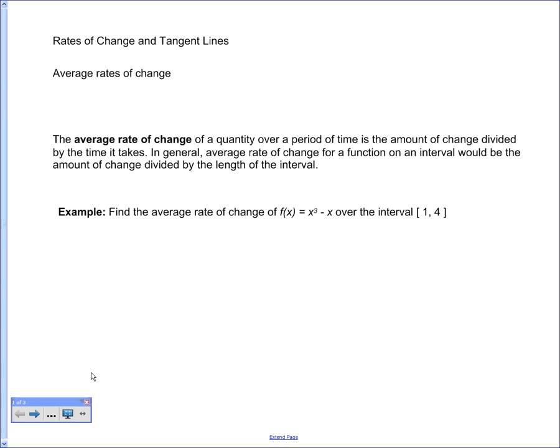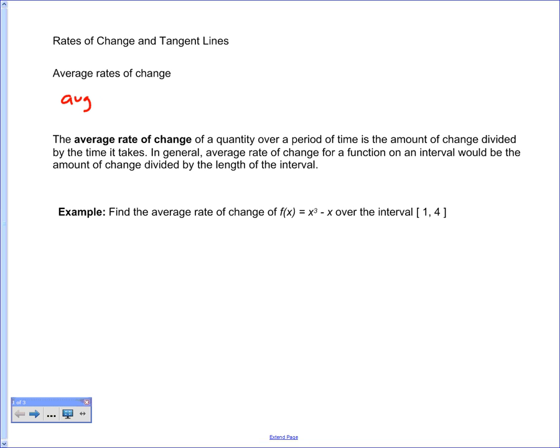As we come to the end of our study of limits and continuity, let's go back to the start and look at average rates of change again and see how they're going to lead us to the concept of tangent lines. There are a lot of average rates of change around us.